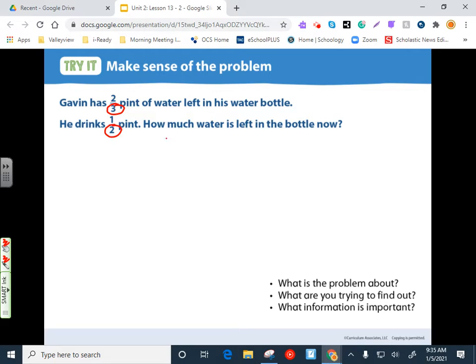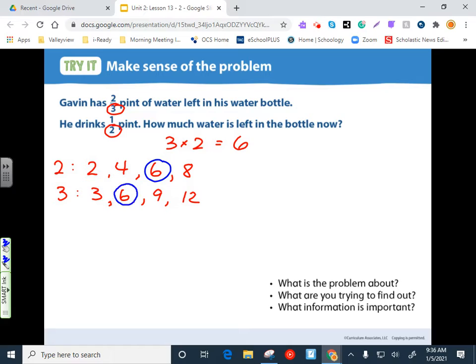We can just take those two bottom numbers, and 3 times 2 gives us a common denominator of 6. Or you can take the multiples of 2. So 2 times 1 is 2, times 2 is 4, times 3 is 6, times 4 is 8. Multiples of 3, that's 3, 6, 9, 12. And we can see this way as well, that just kind of confirms that 6 is our common denominator.